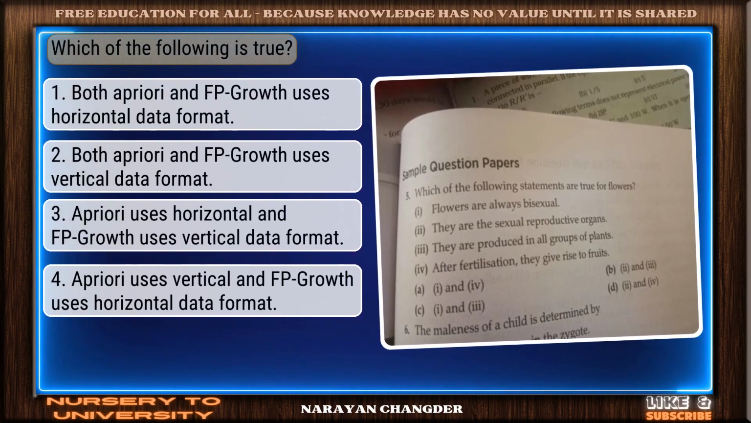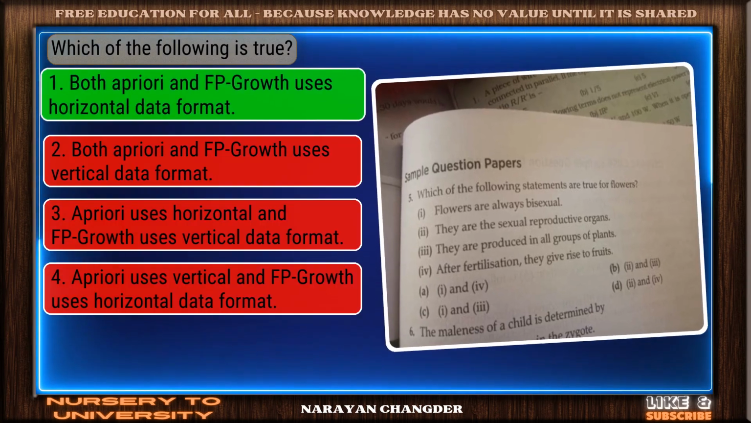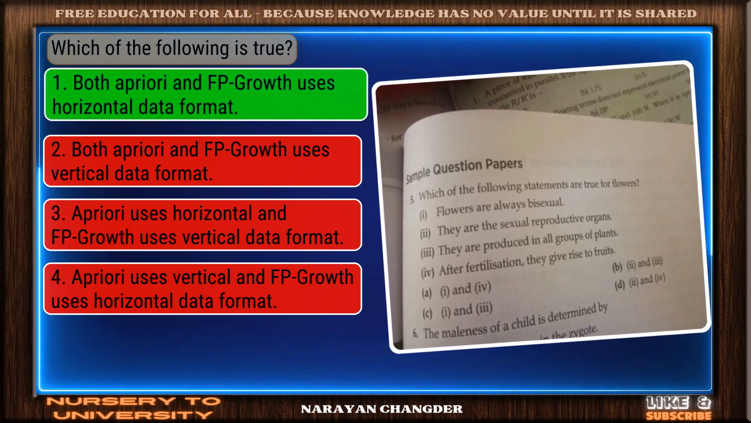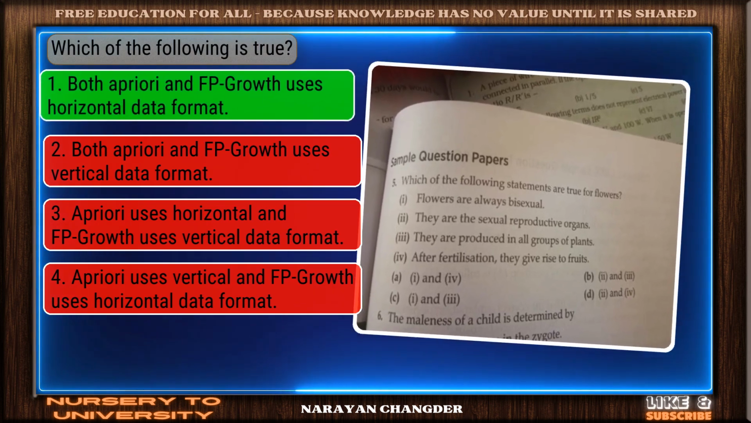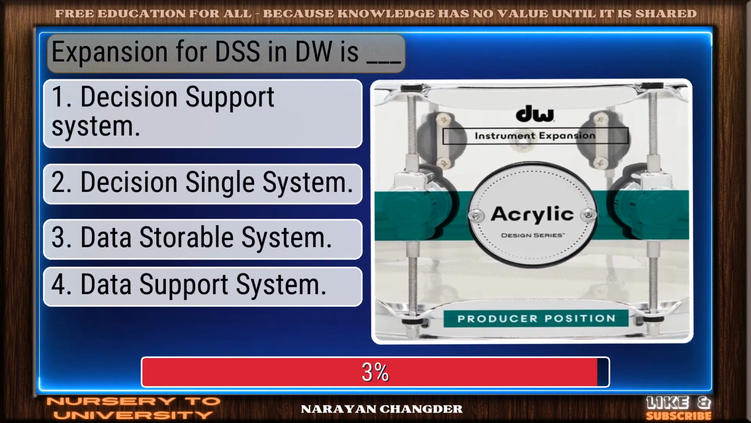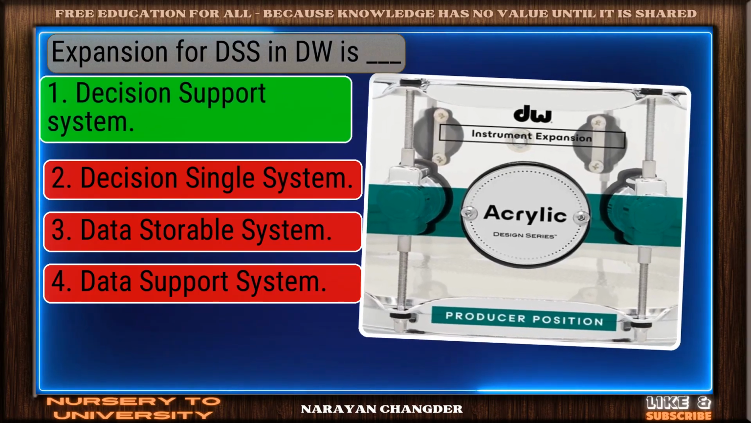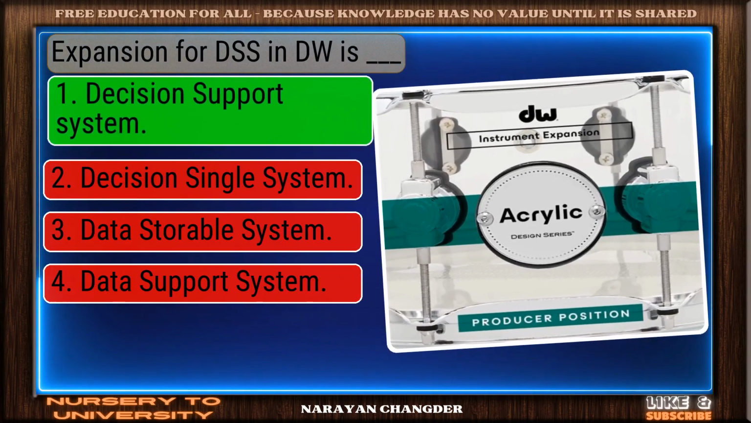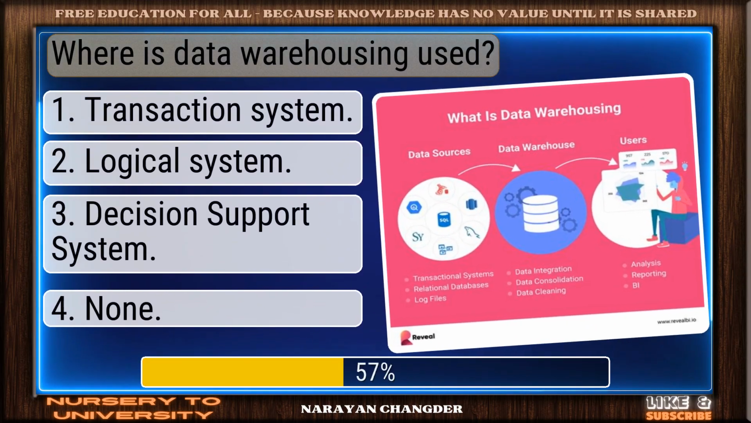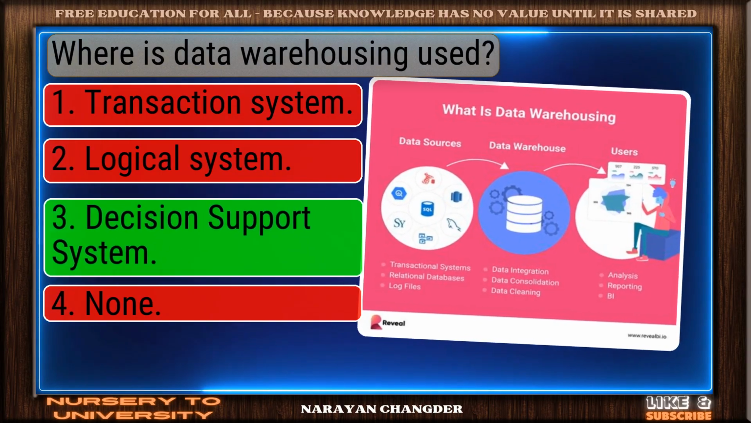Question number 61. Which of the following is true? Exactly. Both Apriori and FP-growth use horizontal data format makes sense, and it is right choice. Question number 62. Expansion for DSS in DW is dash. Good job. Your answer decision support system works well here. Question number 63. Where is data warehousing used? Bravo. Decision support system is the answer.